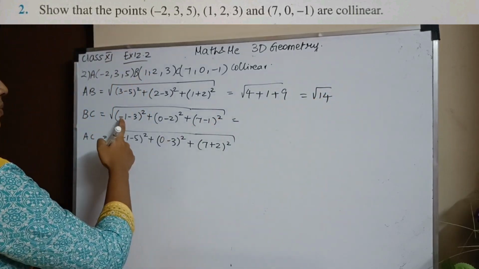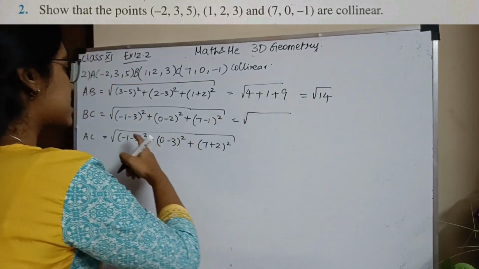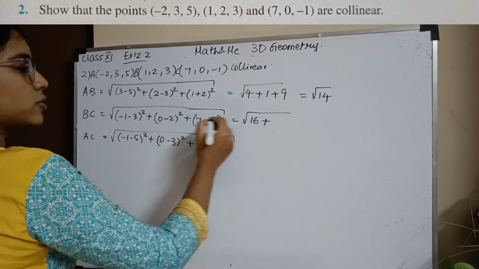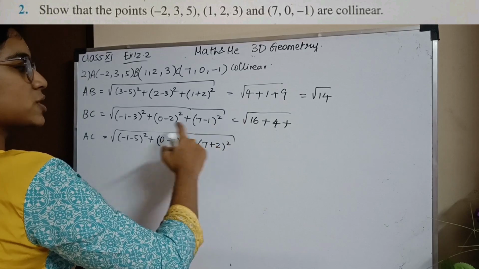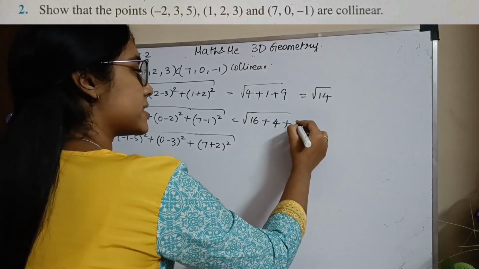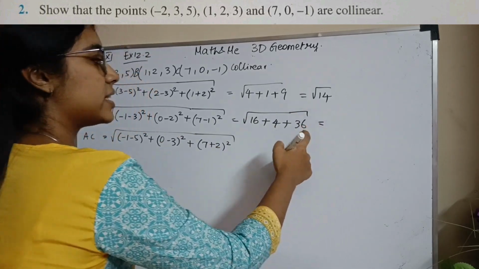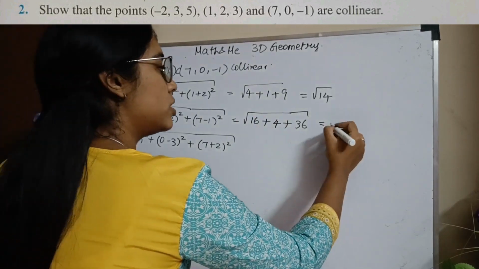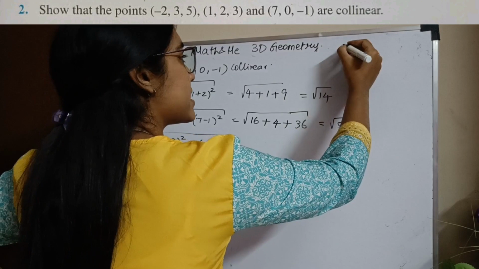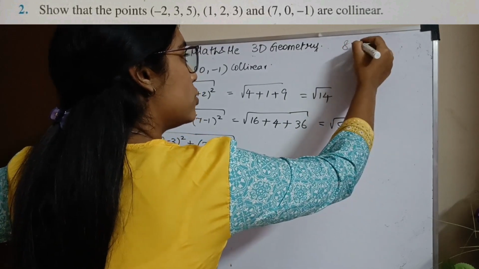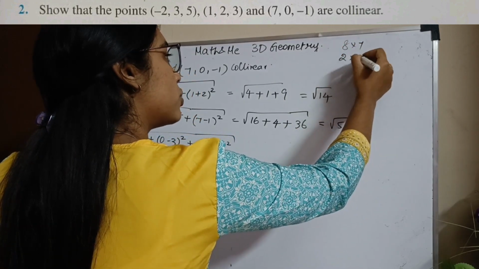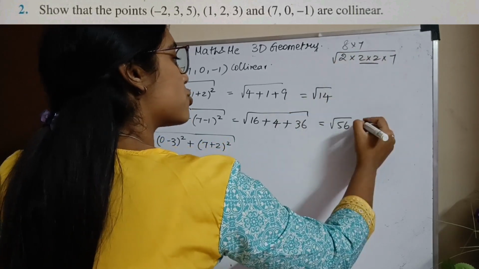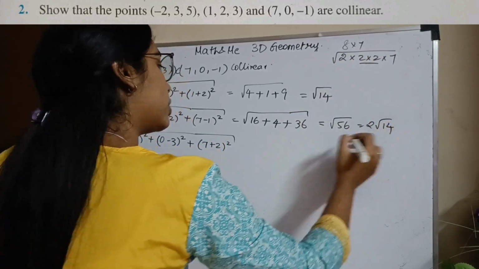So to solve the other one, minus 1 minus 3 is minus 4 the whole square, which will be 16, plus minus 2 the whole square, 4, plus 7 minus 1 is 6, 6 square is 36. So what will I have? 36 plus 4 is 40, 40 plus 16 is root 56. How can we write 56? 8 into 7. So this can also be written as 2 into 2 into 2 into 7. So if it is inside the square root, I can remove this 2. So I'll have 2 root 14.